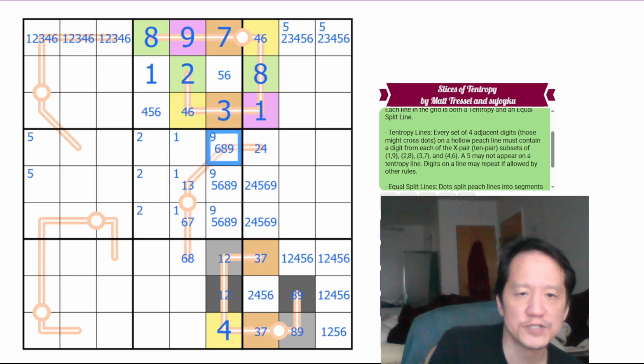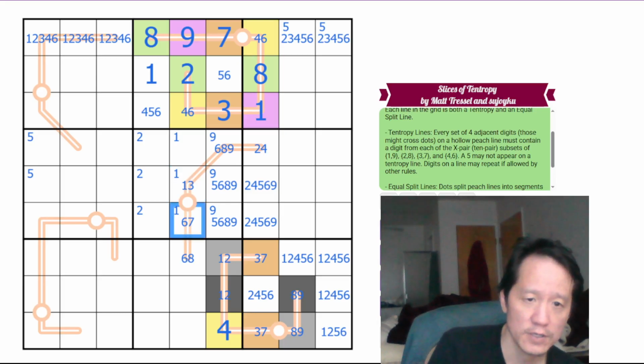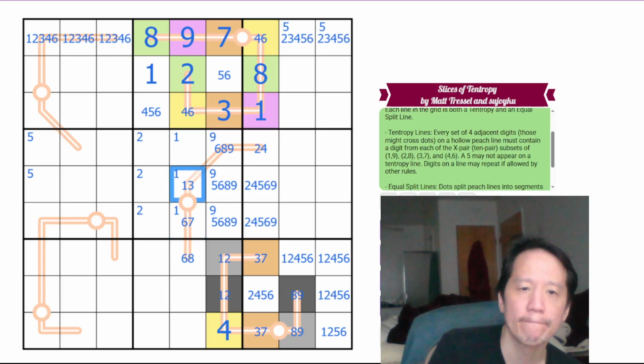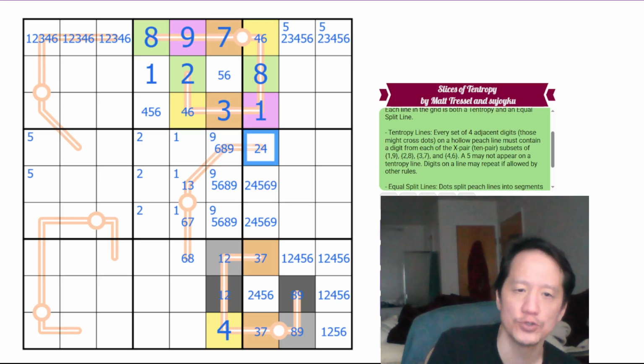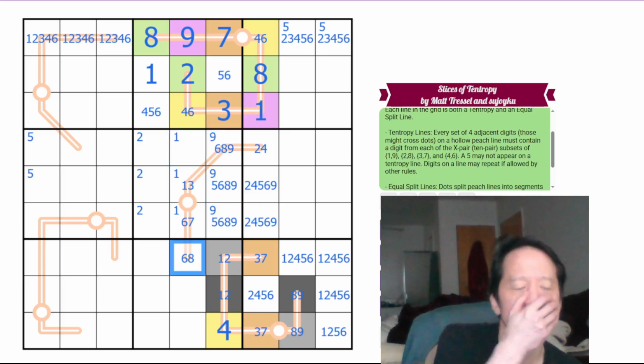So that's if this is 8. If this is 8, that forces this not to be a 2. And therefore, this could be 1. This would be 7, and this would be 6, because it has to be part of the 4, 6 pair. So that works. If this is 6, this then becomes a 2, which makes this 8.